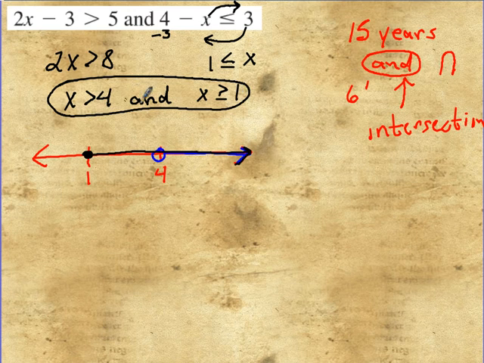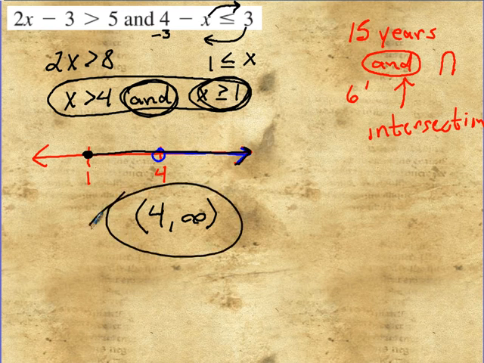Pretty much, again, if you see that word and, you're looking for the intersection of the two groups. That would be all the numbers from 4 to infinity, correct? Do we include 4? Is 4 a member of both sets? It is here. It's bigger than or equal to 1, but is it greater than 4? Do not include 4. So the solution set, the set of all solutions would be all the numbers from 4 to infinity. That was an intersection problem. And anytime you see that and, if you just want to shorthand it and put that intersect, that's fine.